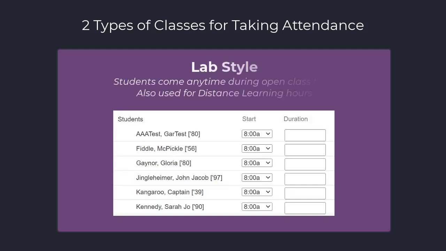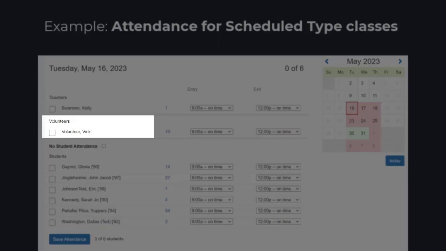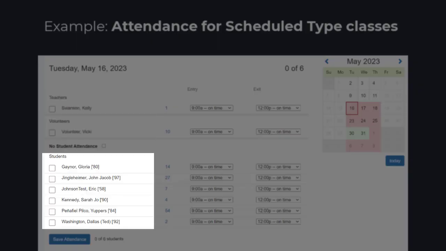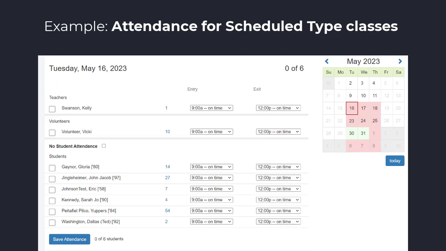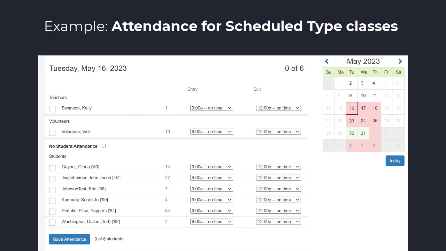The other type is lab style. Students come during open class times and stay for as long as they can. We also use lab style classes to record distance learning hours. Lab classes have an adjustable start time, and you type the number of hours the student was there. This class has teachers, volunteers, and students. Most programs don't take attendance for teachers, but you'll need to take attendance for volunteers and students.